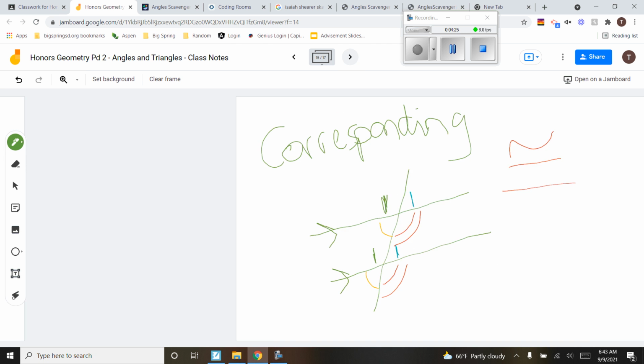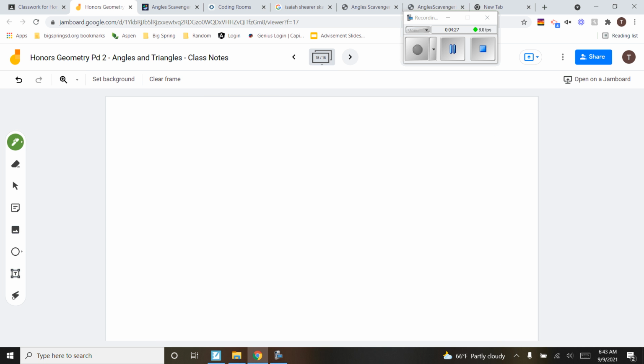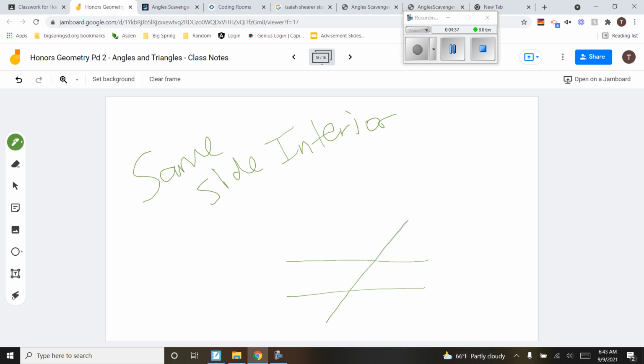Same side interior. Okay. So same side interior. It kind of tells you what it is here. We are on the same side of the transversal, and we're on the inside. So for instance, this angle, and I hate to use these symbols again, so I think I'm actually going to erase that and just put arrows maybe. Let me change the color. This angle and this angle are same side interior.